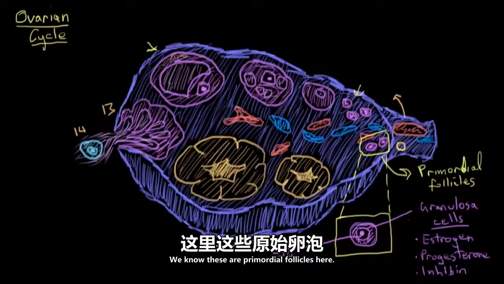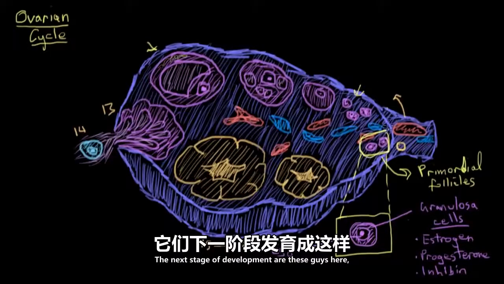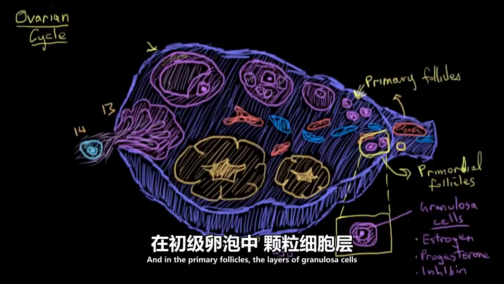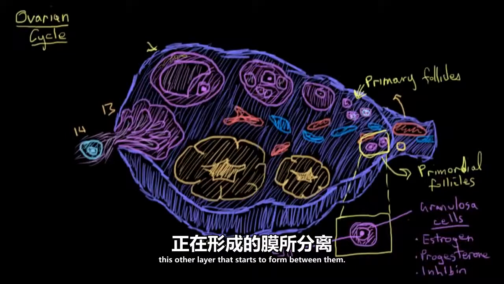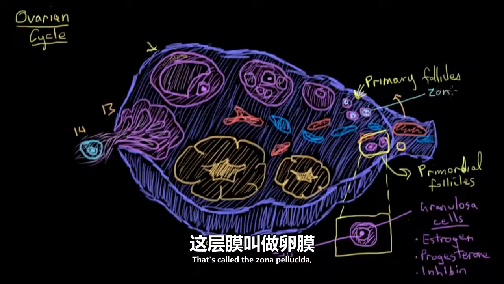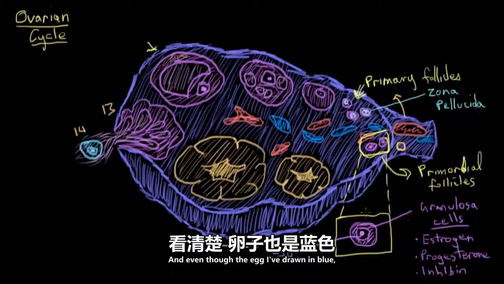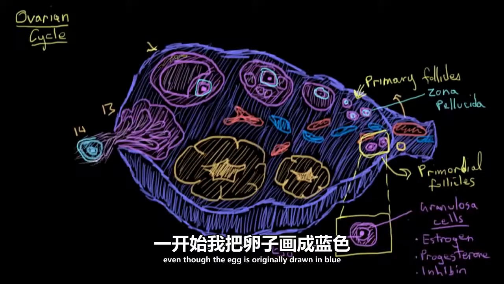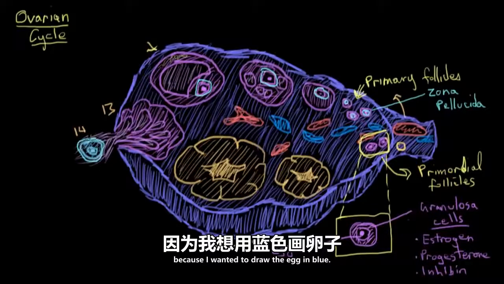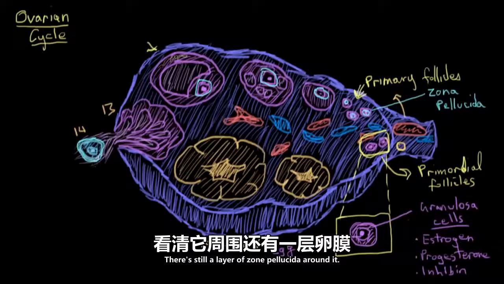We know these are primordial follicles here. The next stage of development are these guys here, and these are called primary follicles. And in the primary follicles, the layers of granulosa cells and the oocyte, the egg, start to be separated by this other layer that starts to form between them. That's called the zona pellucida. And I'll draw it here in light blue. And even though I've drawn the egg in blue, there's still a layer of zona pellucida around it.